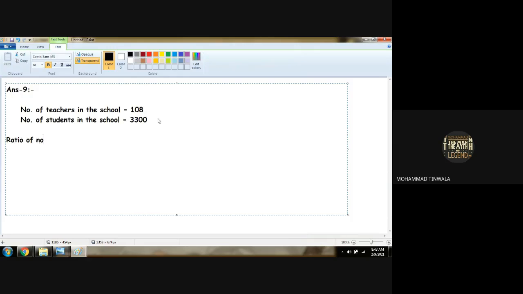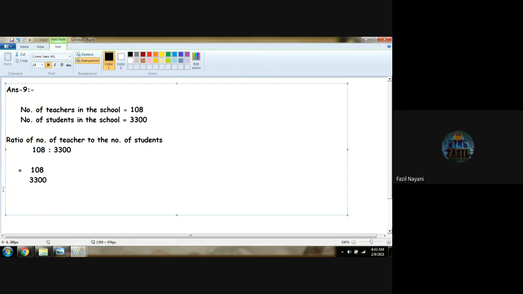Ratio of number of teachers to the number of students. So number of teachers are how many? 108. Number of teachers are 108, and to the number of students, 3,300. So can I write here is equal to 108 upon 3,300? Yes.